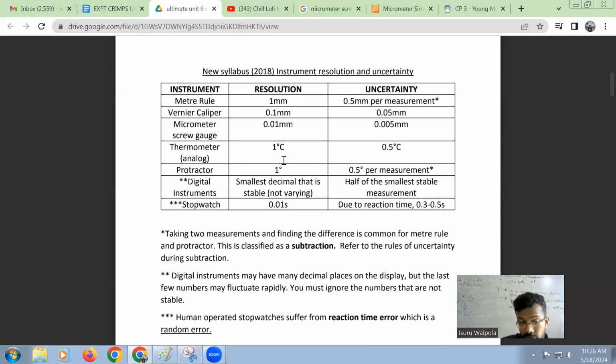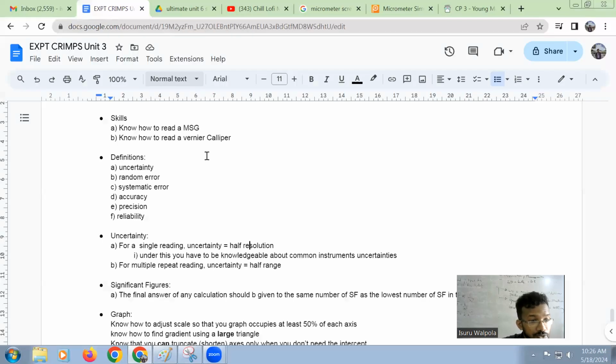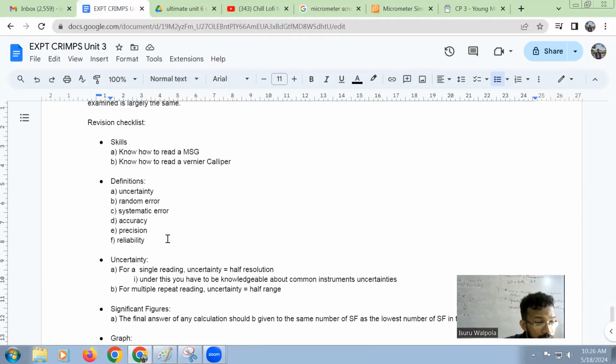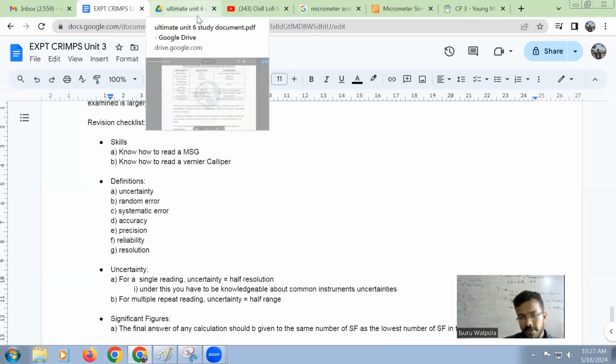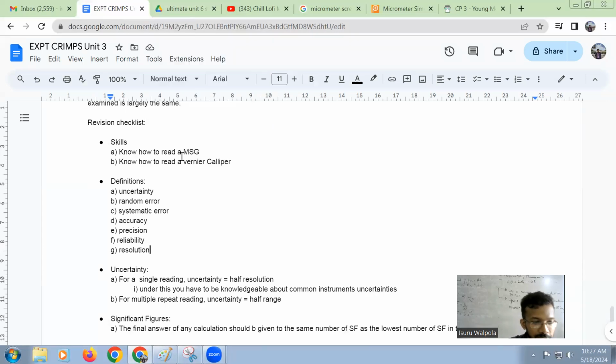By the way, you should know the definition of resolution also. I think I will add that here. Resolution is the smallest change that the instrument can measure. So, see, in an electrical instrument, if those smaller decimal points are fluctuating, that means the instrument can't really measure it. So, you should take the smallest decimal point that is stable. And for uncertainty, you should take the decimal place and divide it by 2, the normal mathematics way.